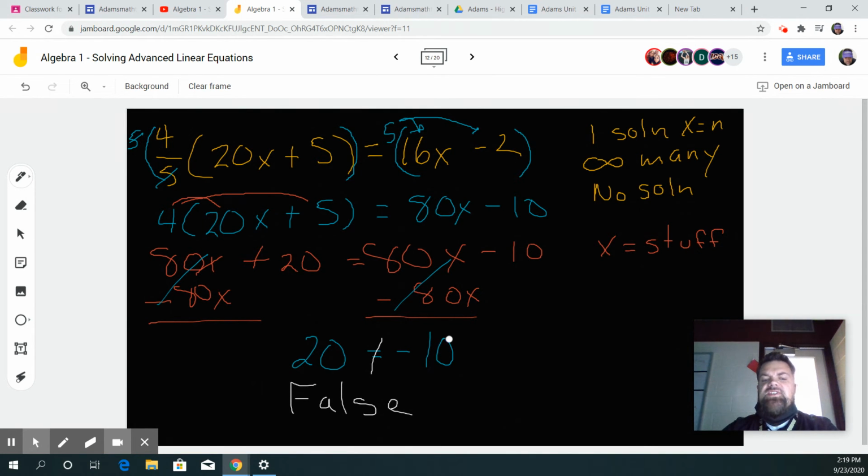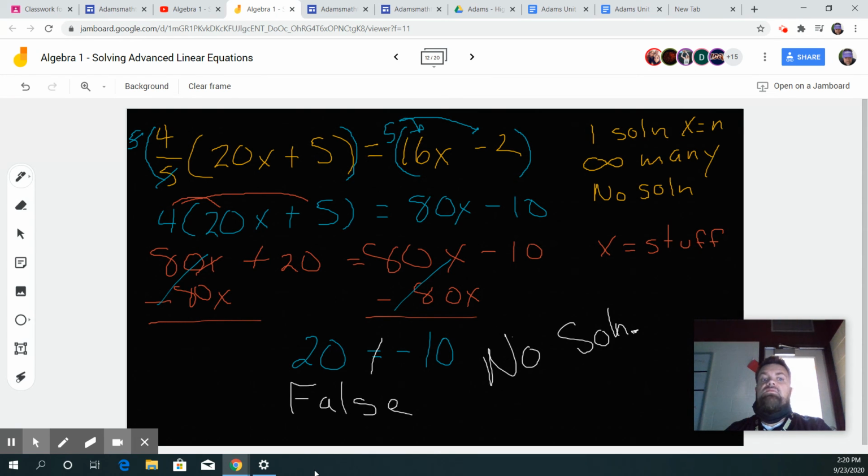Whenever you get a false statement, 20 can never equal negative 10. Therefore, there are no solutions. Okay? So whenever you get a false statement, and if you're solving a linear equation and you get a false statement, that means there is no solution for it.